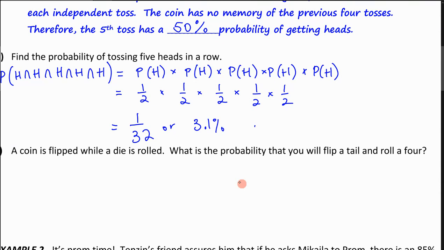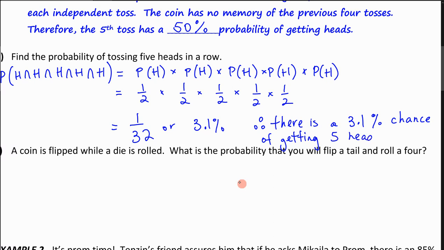And so therefore, there is a 3.1% chance of getting 5 heads in a row. It's a very small chance. Okay.